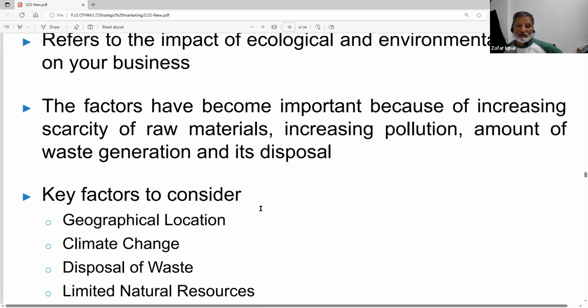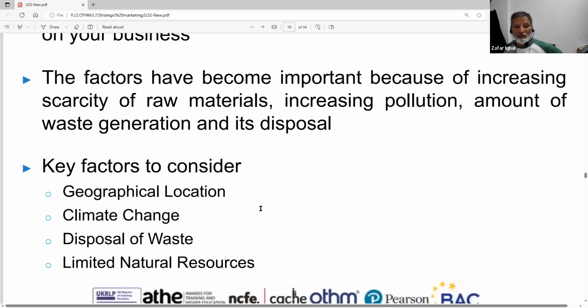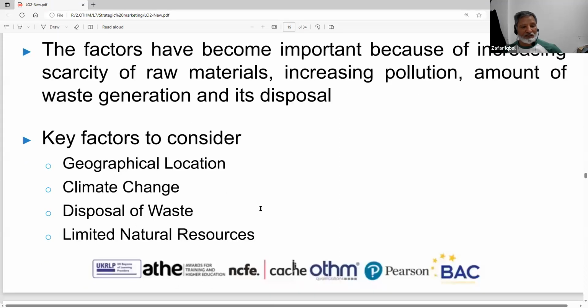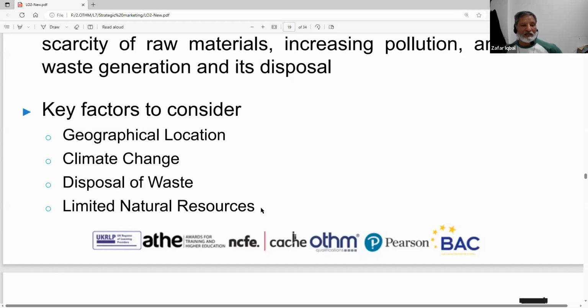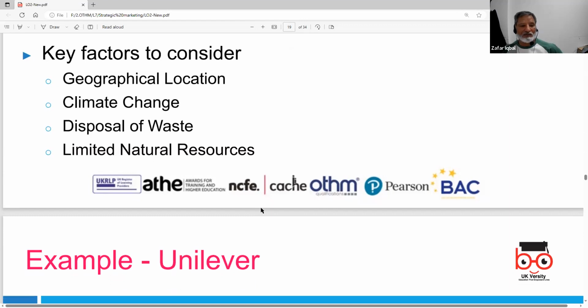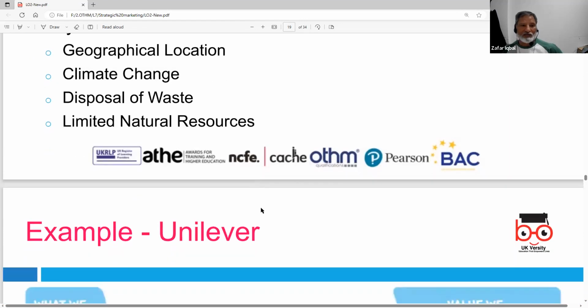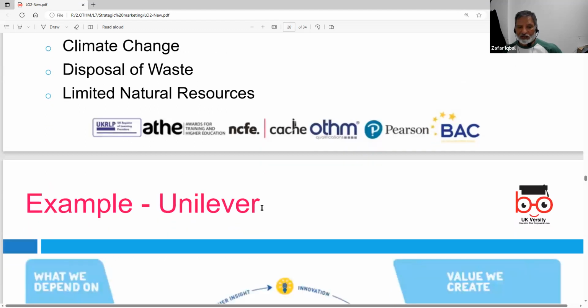The key factors to consider are global warming, for example, the geographical location where you are, and how these factors are affecting your organization and the people as a whole. Climate change, disposal of natural resources and wastage, and how effectively we are recycling these products and utilizing the natural resources, because natural resources are always limited in quantity. So we must be able to take these into account.